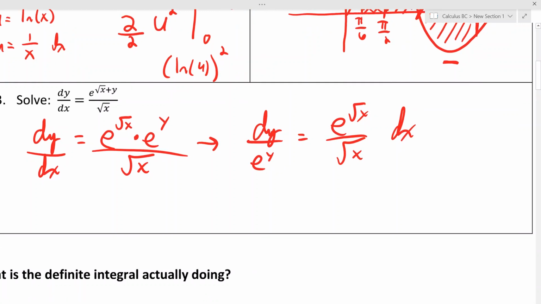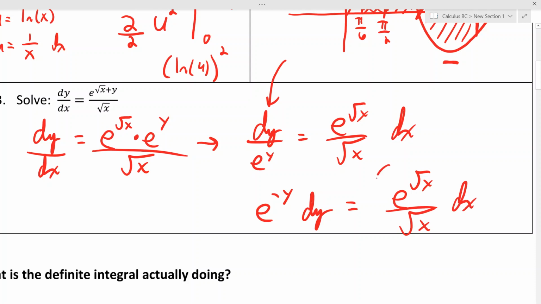And then last thing before we're going to integrate both sides here. You don't want to integrate with an exponential thing down the bottom like that. That's weird. You want to rewrite it as e to the negative y dy. And this is okay to leave over here. This is going to be a u sub. And then we're going to integrate both sides. That's how you solve a differential equation. That's called separation of variables.